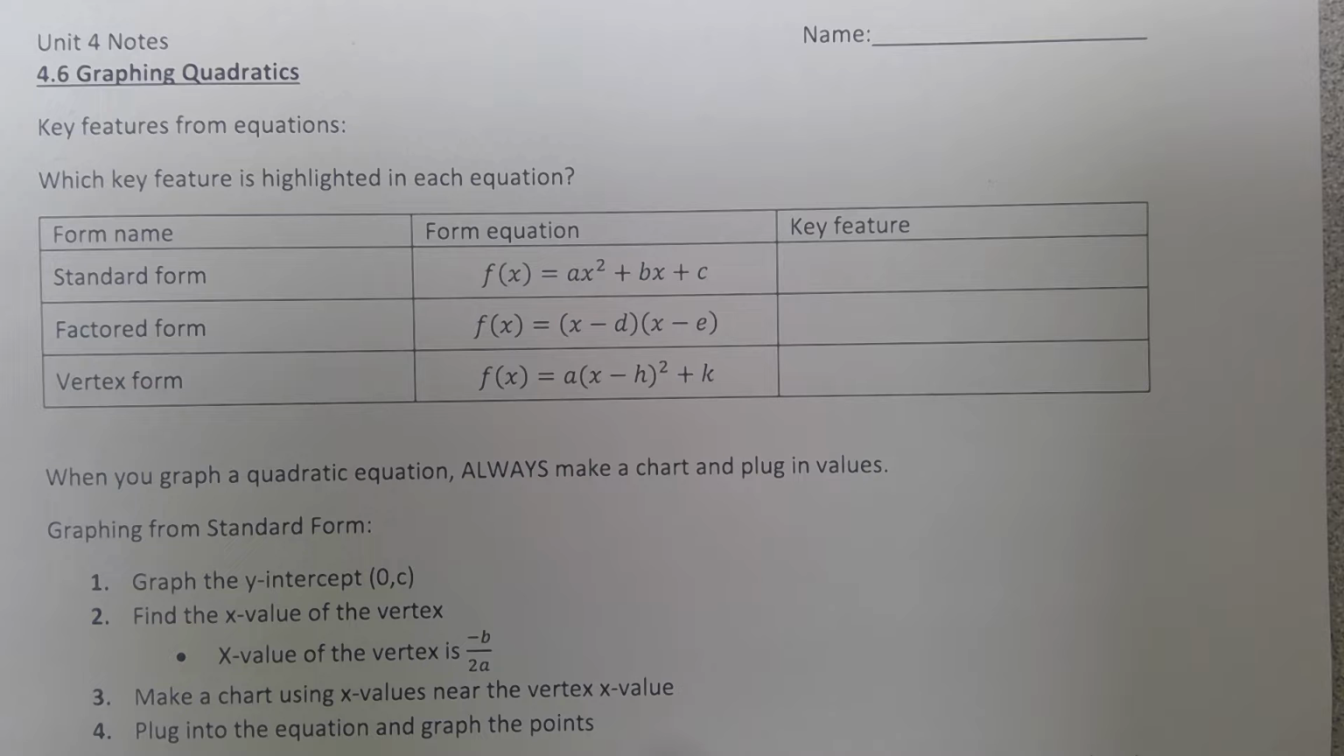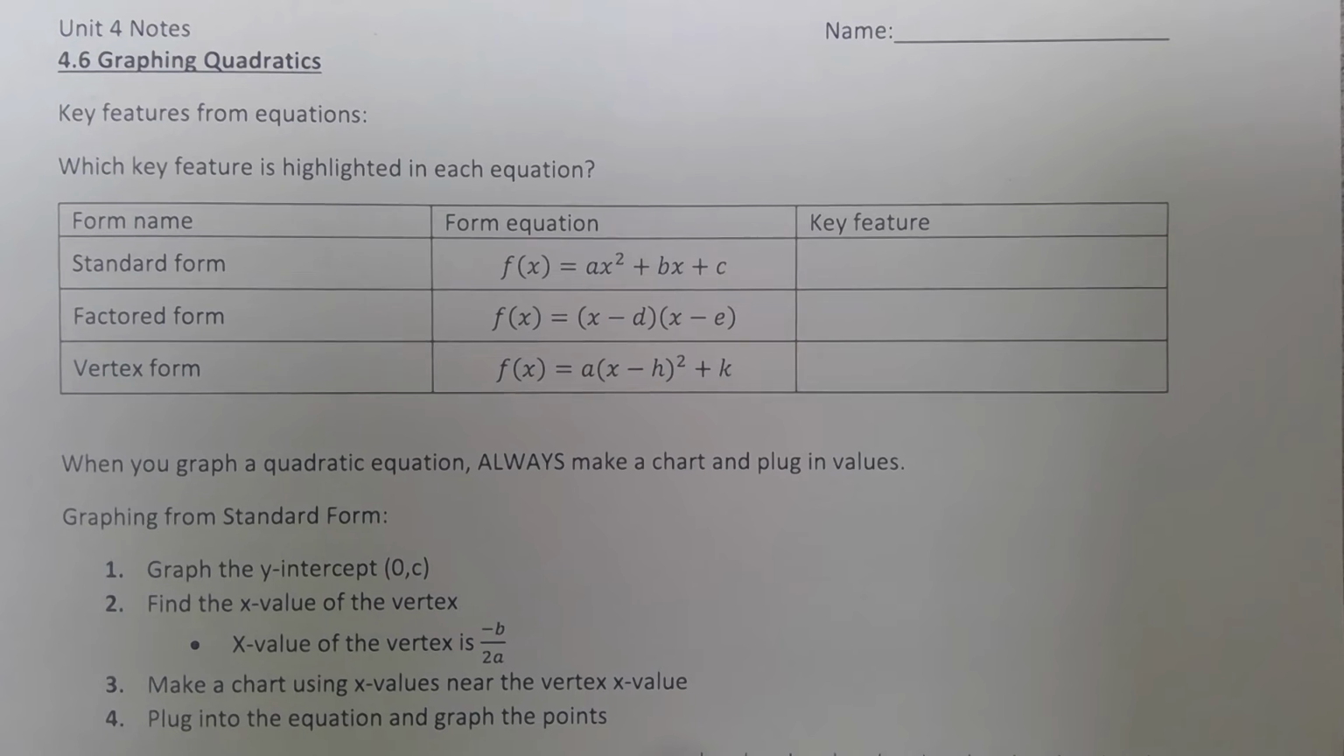So far we've looked at our three forms: standard form, factored form, and vertex form. We've looked at our graphs, we looked at some tables, and now we're going to focus on graphing our quadratic equations. Graphing a quadratic equation is very similar to graphing a line, in that we can plug in points, but there are a few strategies that we can use depending on the form of the quadratic equation that we see.